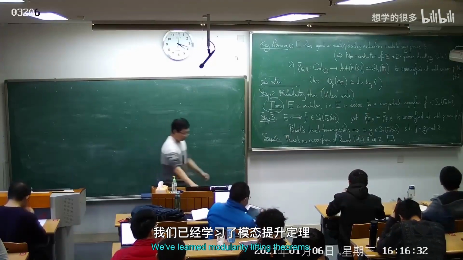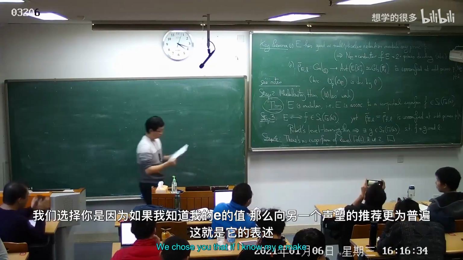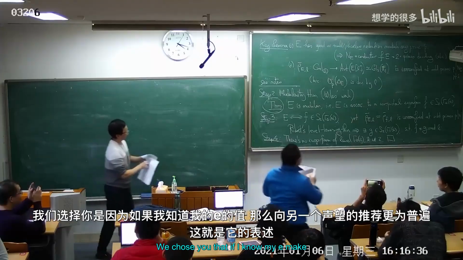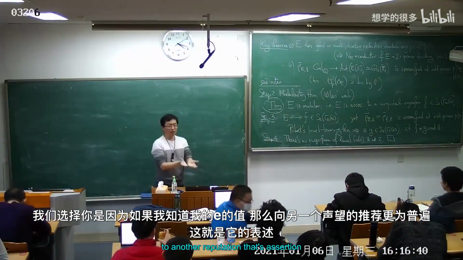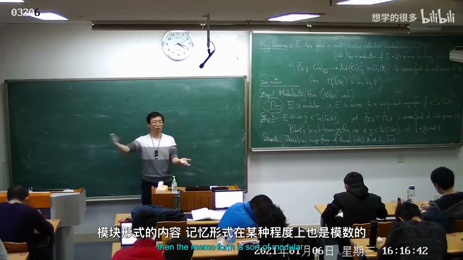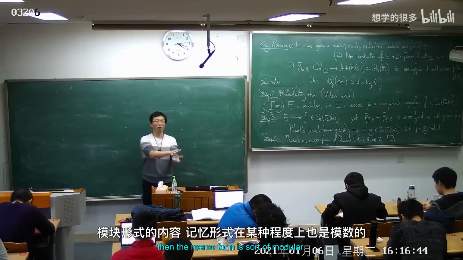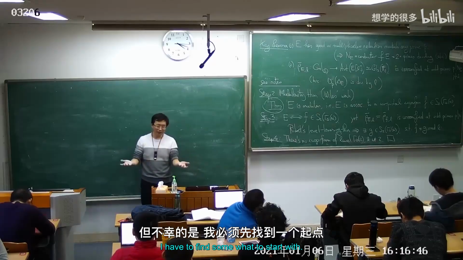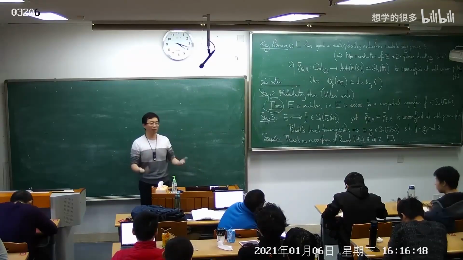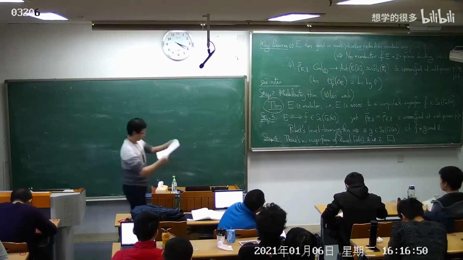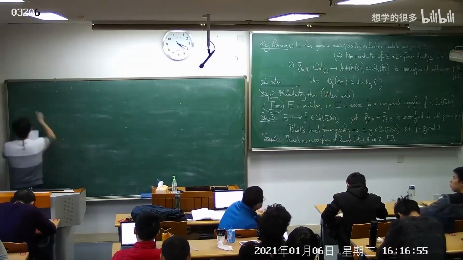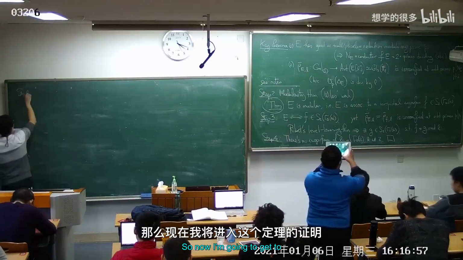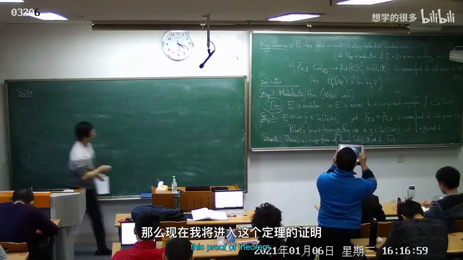We've learned modularity lifting theorems, which tell you that if I know my E, my Galois representation is congruent to another representation that's associated with a modular form, then my E is modular. But unfortunately, I have to find somewhere to start. So the starting point is the following. Now I'm going to get to the proof of the theorem.